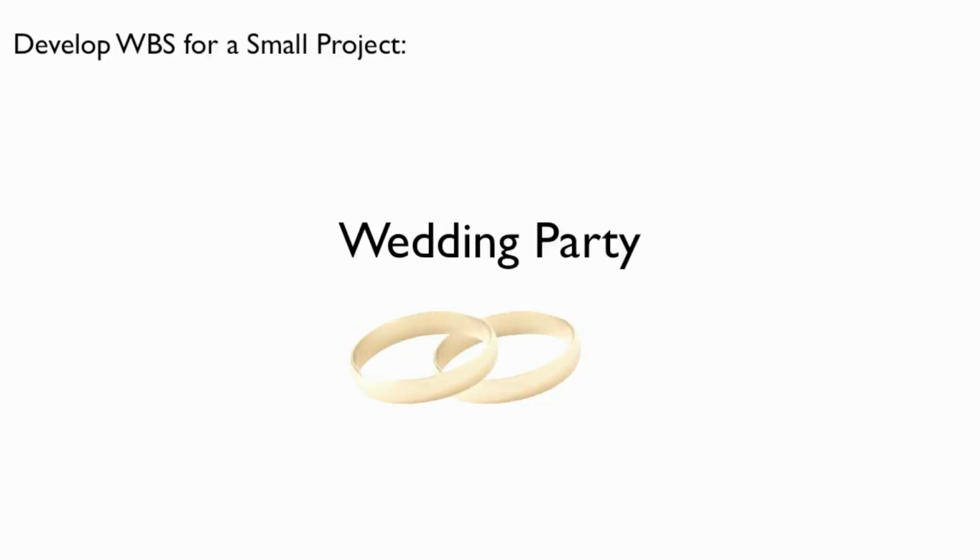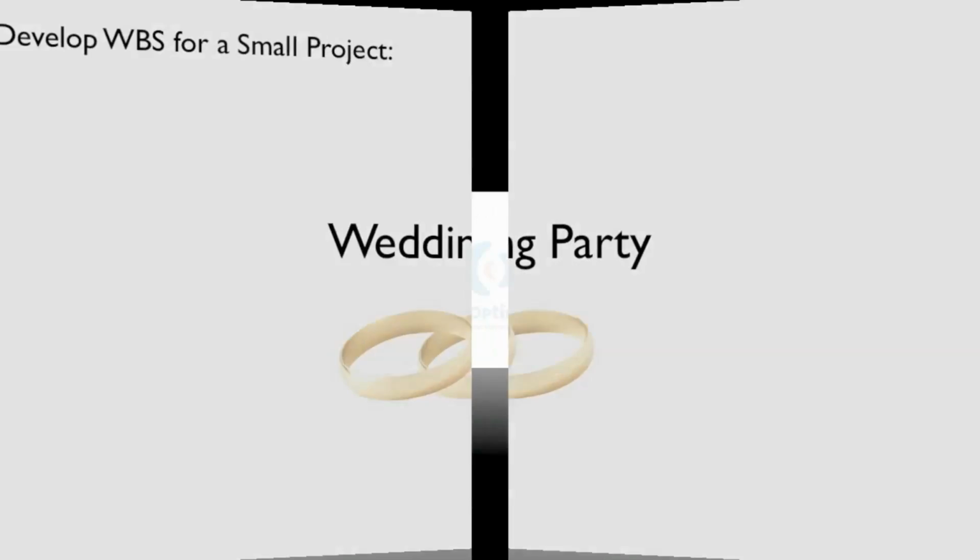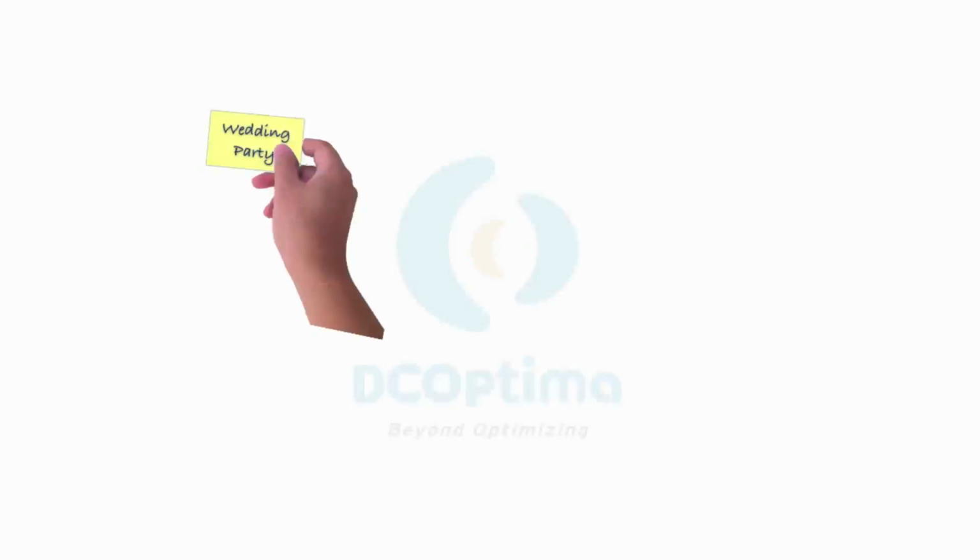Let's have an exercise in developing a WBS for a small project. One day, you are asked by your relative to help her in managing a wedding party. Each of your core team members writes any deliverable needed in a wedding party on a sticky note. First, we put the project objective, wedding party.